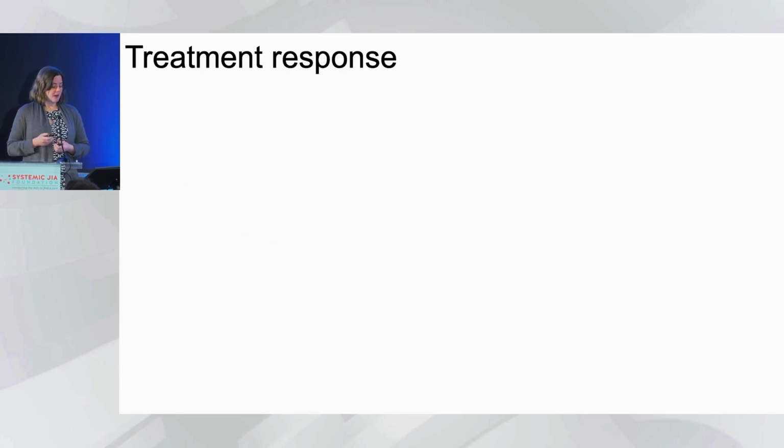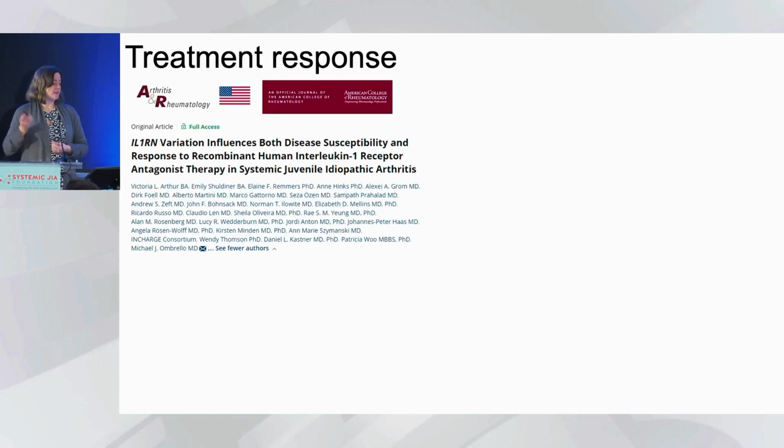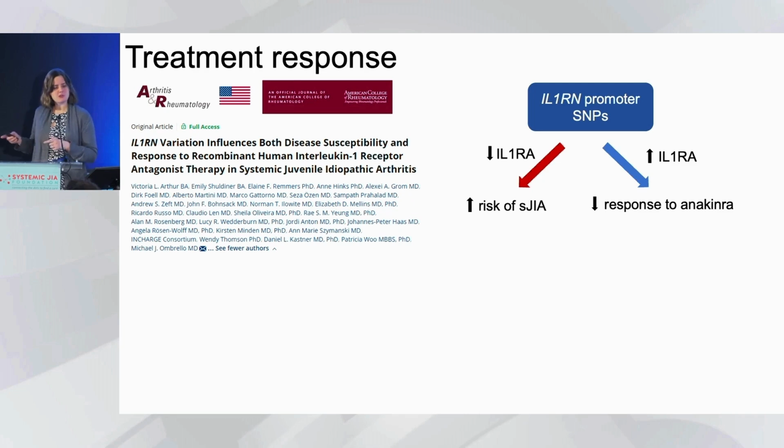And now talking about treatment response, the same paper that identified the association of IL-1RN with the risk of developing SJIA also found another interesting thing. So if you had the series of SNPs that was associated with a low expression of IL-1RA, you had a higher risk of getting SJIA.